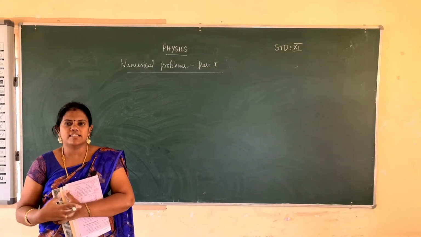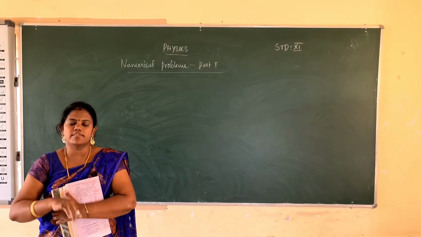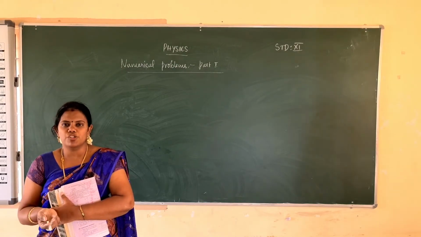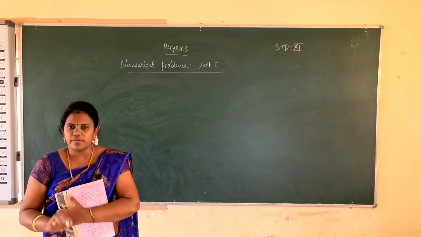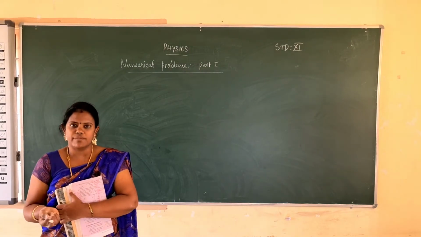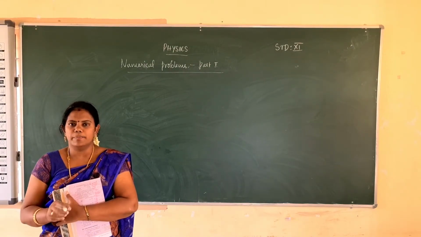That is the dimension analysis. What are the dimensional constant, dimensional variables, and principle of homogeneity of dimension, and what are the uses of dimension analysis, and then what are the limitations of dimension analysis. That all are learned in the previous classes.